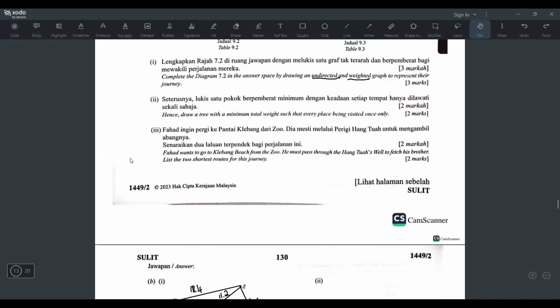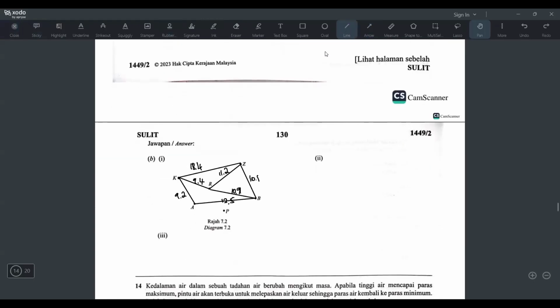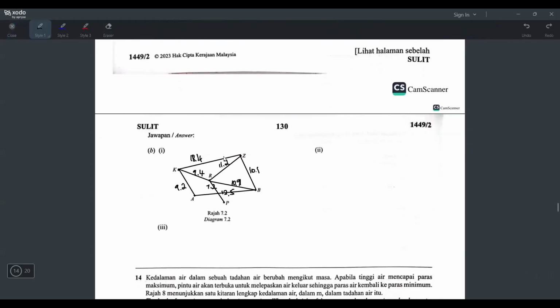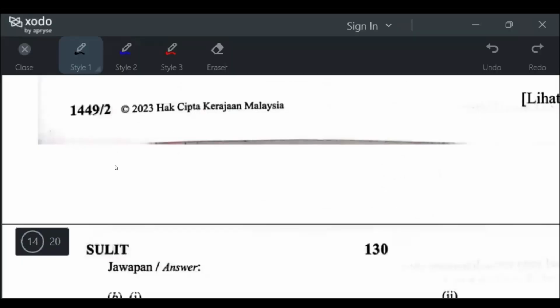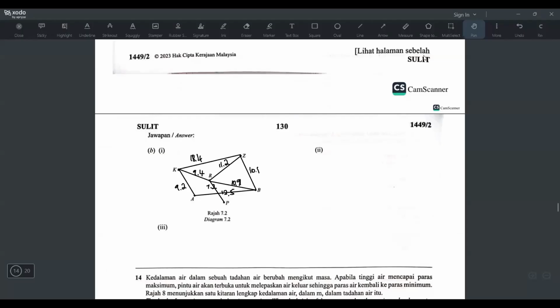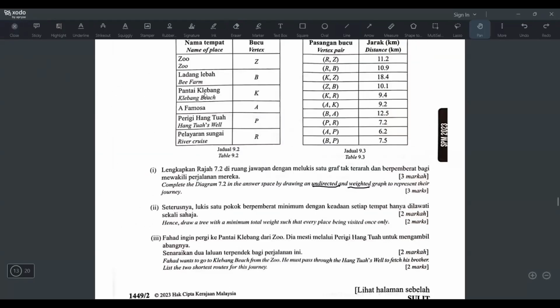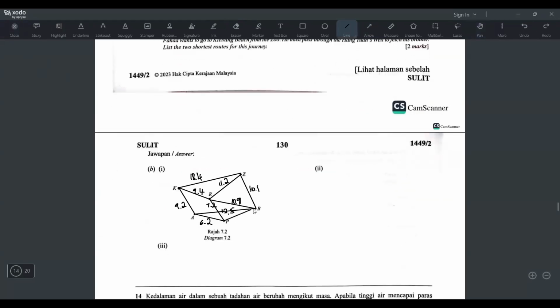Okay, next one. P to R 7.2. P to R is here, 7.2. So I'll write 7.2. Okay, next one. A to P 6.2. A to P is, oh, sorry. Okay, A to P 6.2, right? Oops. A to P 6.2. Okay, last one. Finally, B to P 7.5. Okay, done.